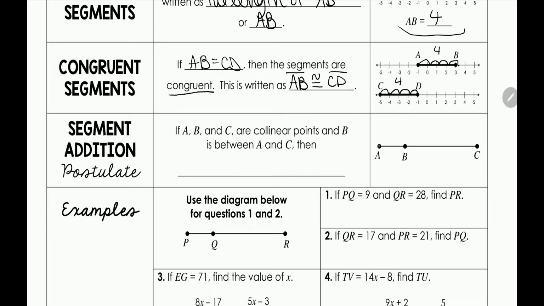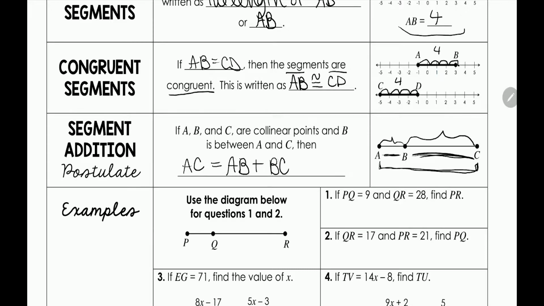If we have an entire line from A to C, the segment addition postulate just says that if we have this big line and it's split up into two smaller parts, so this AB and BC, then we can say that the segment AC, the distance of the segment AC, can be written as the distance of the segment AB plus the distance of the segment BC.